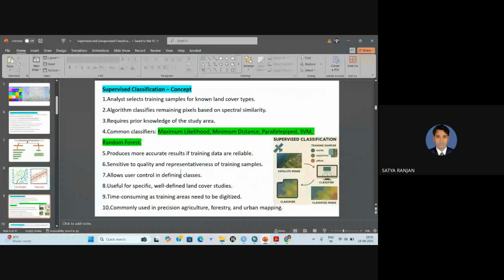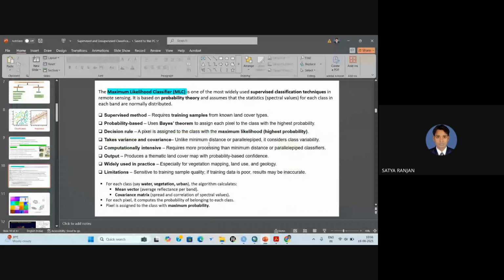So these are the maximum likelihood, minimum distance, parallelepiped, SVM, and random forest classifiers. Then maximum likelihood classification. It is the most widely used supervised classification technique, based on probability theory, and it assumes that the statistics are based on probability theory. It requires training samples, like samples from different areas, to be given to the machine. After that, it gives the result. It is also based on the Bayes theorem.